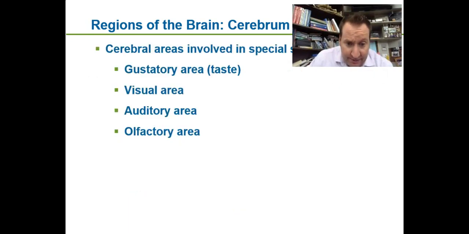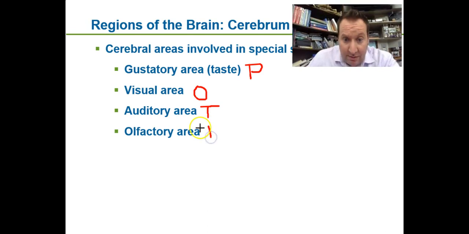So to reiterate, taste was temporal. We'll put a T by it for temporal. I'm sorry, taste was not temporal. Taste was parietal, at the base of the sensory cortex. Taste is parietal. Our visual area was our occipital lobe. Auditory area was our temporal lobe. And our olfactory area, our sense of smell, was also going to be processed in our temporal lobe.